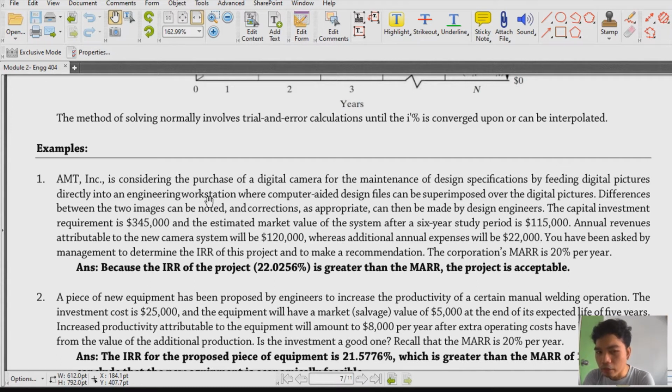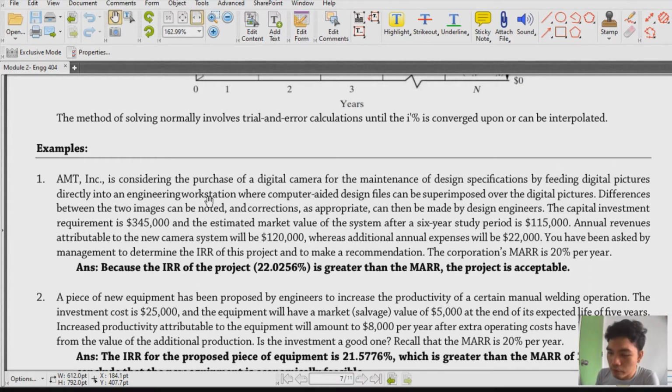Annual revenues attributable to the new camera system will be $120,000, so that is revenue, no? Whereas additional expenses will be $22,000. You have been asked by the management to determine the IRR of this project and make a recommendation. The corporation's MARR is 20% per year. So yeah, we have to compute for this.